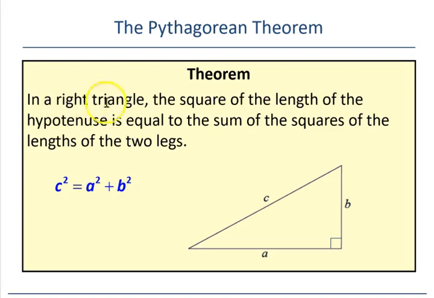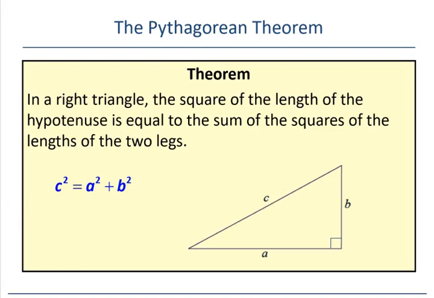So, in a right triangle, the square of the length of the hypotenuse is equal to the sum of the squares of the lengths of the two legs. That's a whole bunch of mumbo jumbo. Look at the formula. This is all it is saying. If I give you a number here and a number here, when I square them and add them together, I'm going to get this number here. I can take the square root of this and come back.